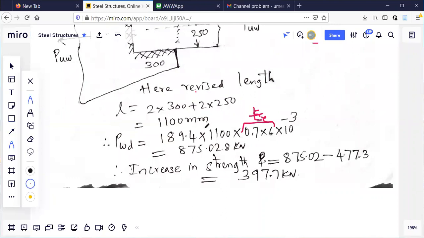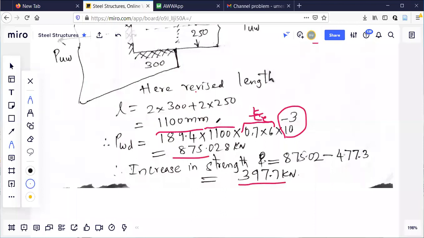Okay. 1100 is the new length. Total length it is. That is 2 into 300 plus 2 into 250. This value is already calculated. It is fixed only. Into 10 raised to minus 3, because I wanted in kilonewtons directly. So 875. So earlier we got 477. Now it is 875. Increase. This much is the increase.